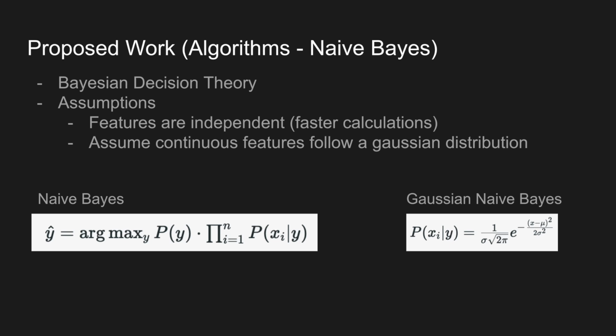In this case, given that we know the label, what is the probability of these features occurring? That is the shift in focus for naive Bayes. Some of the important aspects of it is that it makes some assumptions.